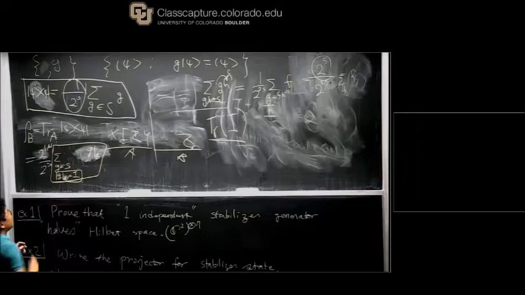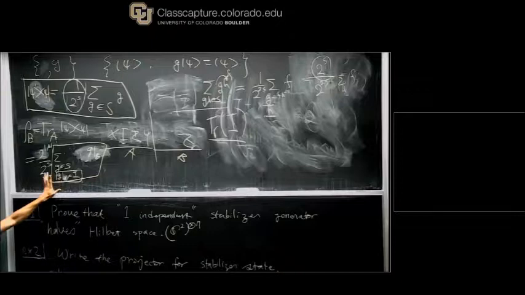But this stabilizer group, you collect a subset of Pauli operators whose action on A is identity. They also form a group. So this is a sum over some subgroup. If we knew the cardinality of this group and we scale by it, then we know that this is going to be a projector again.